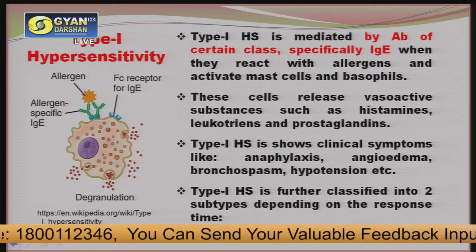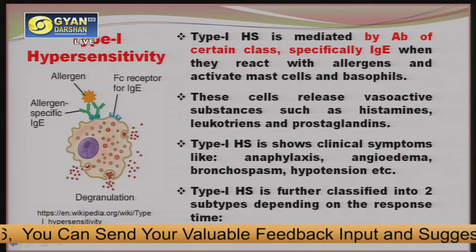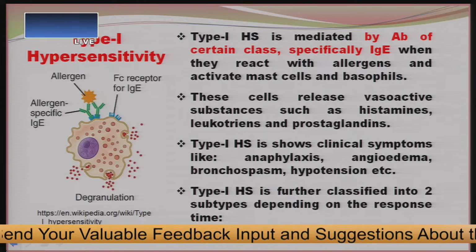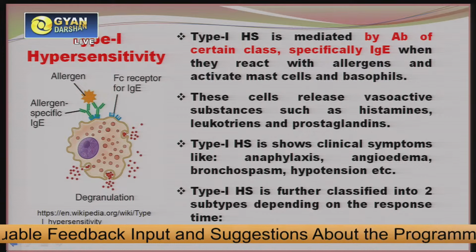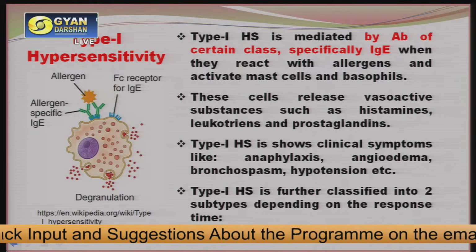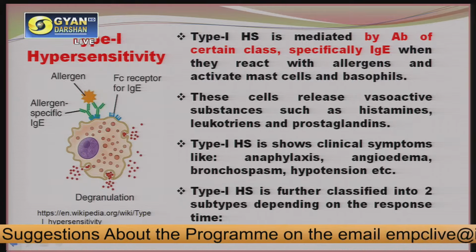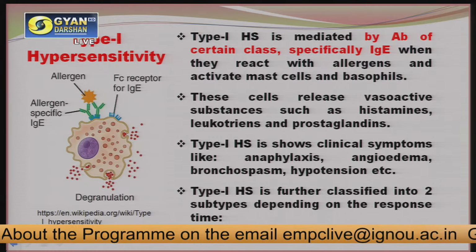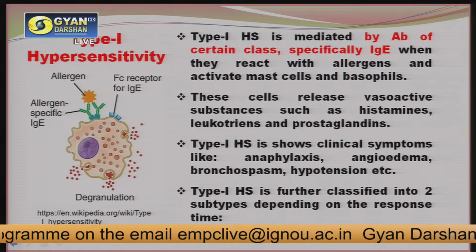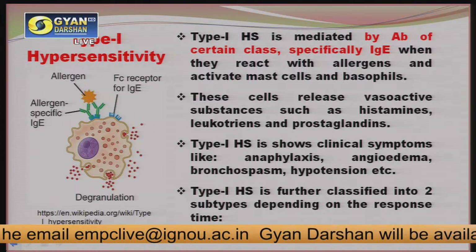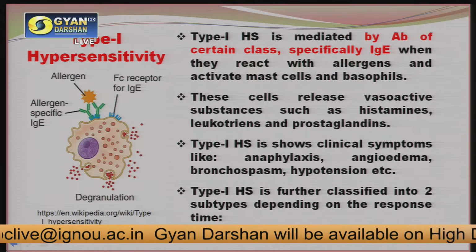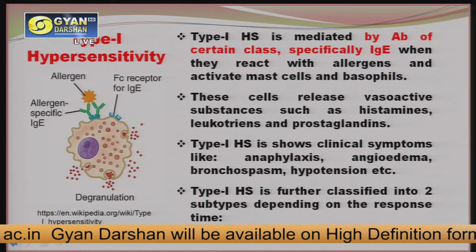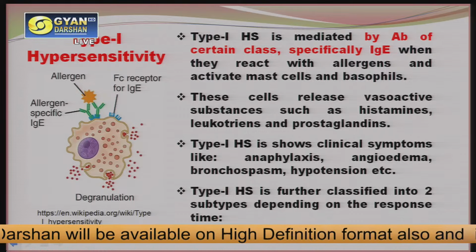Type 1 hypersensitivity shows clinical symptoms like anaphylaxis, angioedema, bronchospasm and hypotension. So these are the various clinical symptoms: anaphylaxis, angioedema, bronchospasm, hypotension, etc.